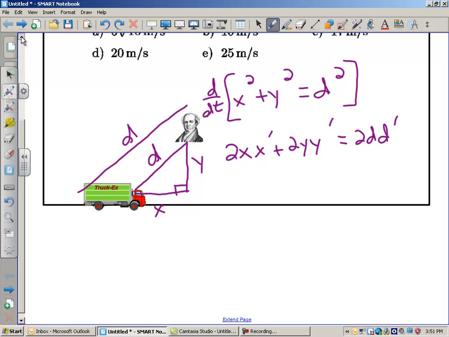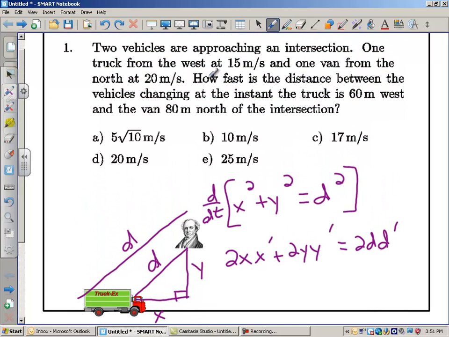Now let's take a look at what we were given. We were given the fact that the truck was changing its position at 15 meters per second. That is a speed, that is a derivative, that is a rate of change. This is dx dt, or this is x prime. The 20 meters per second is the speed of the van, or how the van is changing its position. That is a y prime.